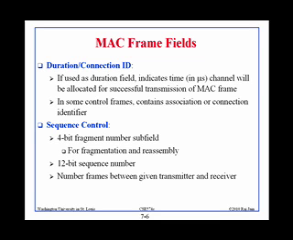between the stations. Then the sequence control is a 4-bit fragment number for fragmentation and reassembly. So if you take a big packet you want to send, you can fragment it and give it a fragment number, and that's what goes here. And there is a 12-bit sequence number for the frames, so it tells you this is packet number 1 and this is fragment number 1, 2, 3, 4. Okay, so there are 16 bits total.